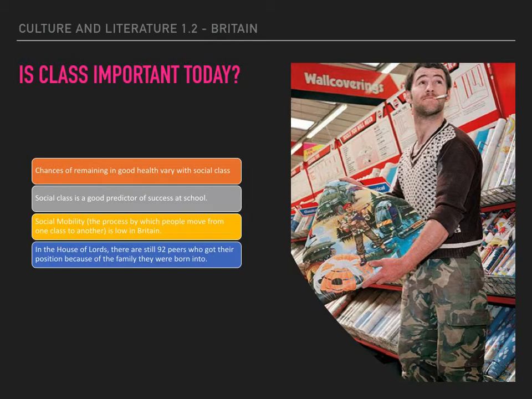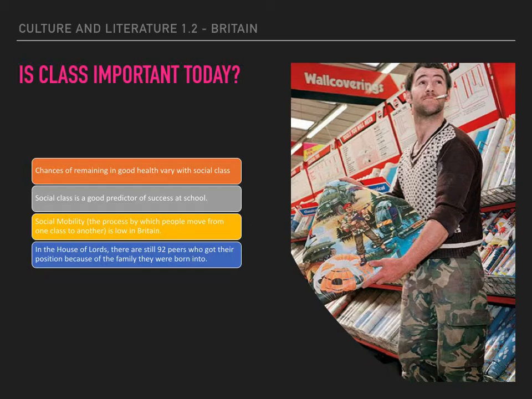Now, class in Britain today is still very important for a few reasons. One of them is that class is often linked with things like good health. So people that are in the upper middle classes and higher classes generally live longer. It's a predictor of success at school. Even in the Netherlands, this is the case. The higher your social class, the more likely you will be able to go to university.